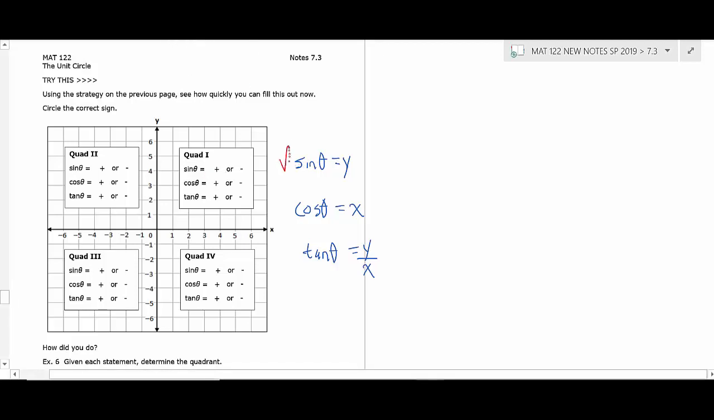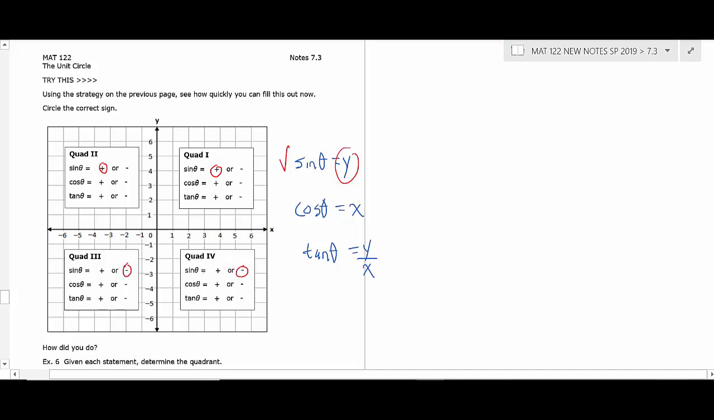All right, let's just do the sine. You can do this fast if you just pick one trig function and do it all at the same time. The sine's the y value. So where is y positive? Y is positive above. So that means the sine's positive above. Where is the y value negative? Down below. Okay, that's how it goes.